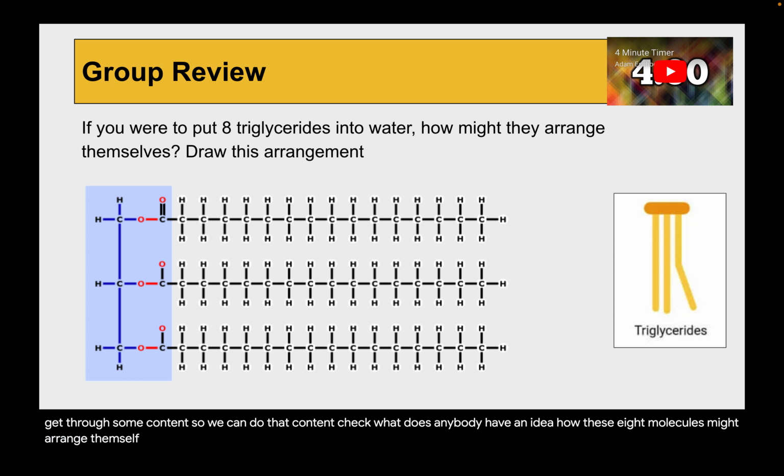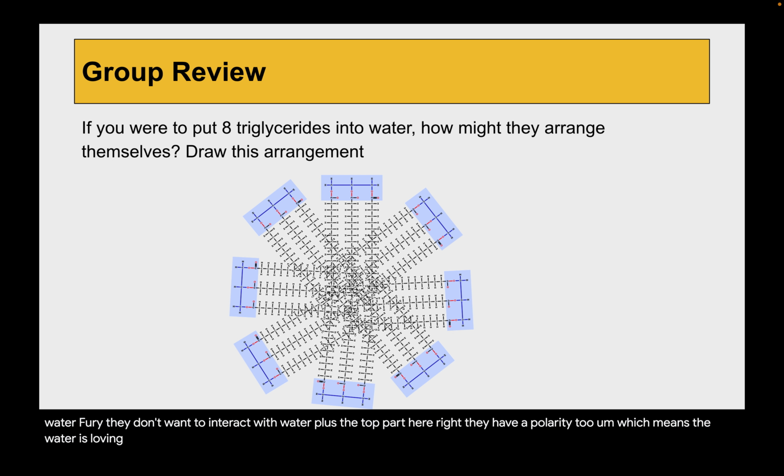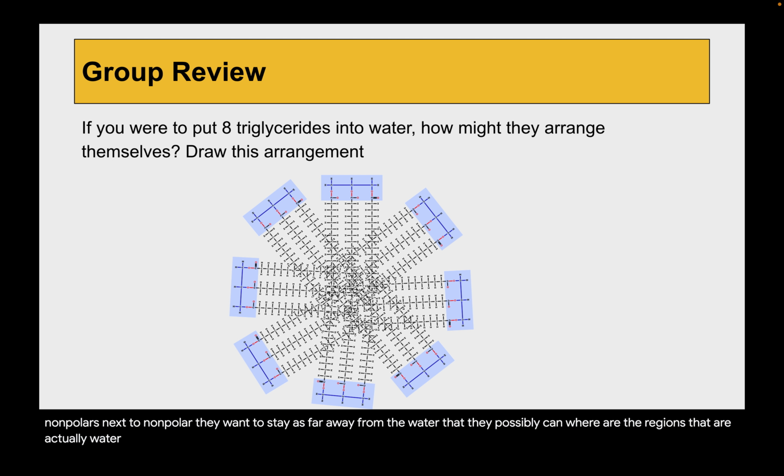The nonpolar. Yeah, that's exactly it. If we think about polarity here, the nonpolar bits are hydrophobic, they're water-fearing. They don't want to interact with water. But the top part has a polarity to it, which means they're water-loving. So what's going to happen is that they're going to form these circles where all the tails are inward. So nonpolar is next to nonpolar. They want to stay as far away from the water as they possibly can. The regions that are water-loving and don't mind interacting with water will be outwards. Does that make sense?